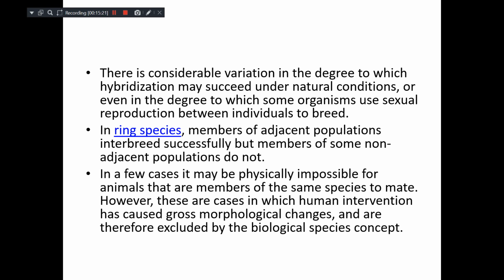There is also one more concept, ring species. Members of the adjacent population interbreed successfully, but members of some non-adjacent populations do not. They are all the same, looking the same, morphologically the same, physiologically the same. One population can interbreed with the adjacent population, but if the same population is shifted somewhere away, they cannot reproduce with the non-adjacent population.